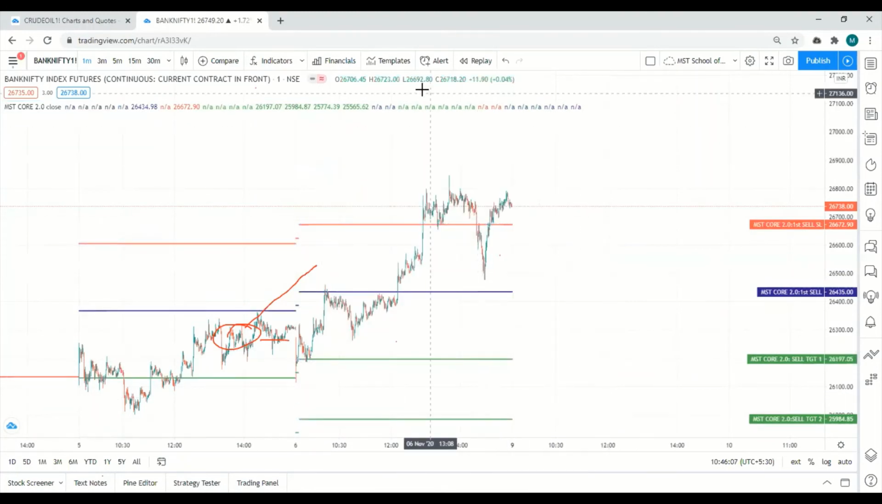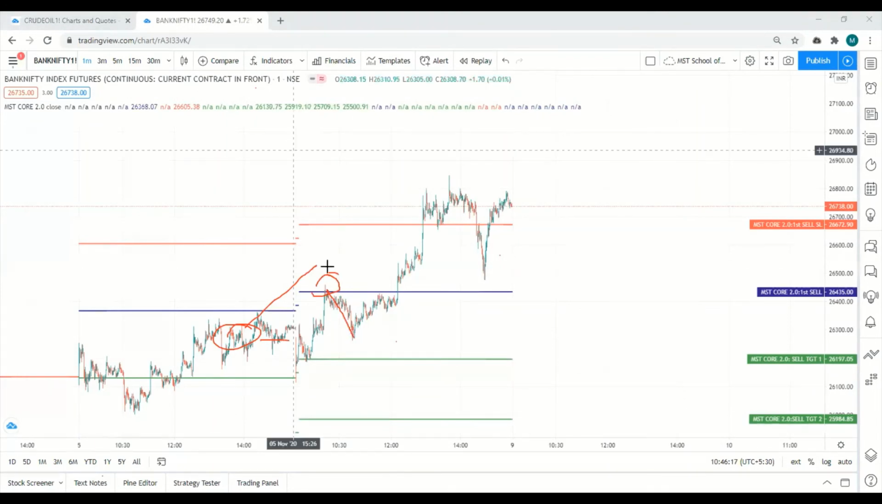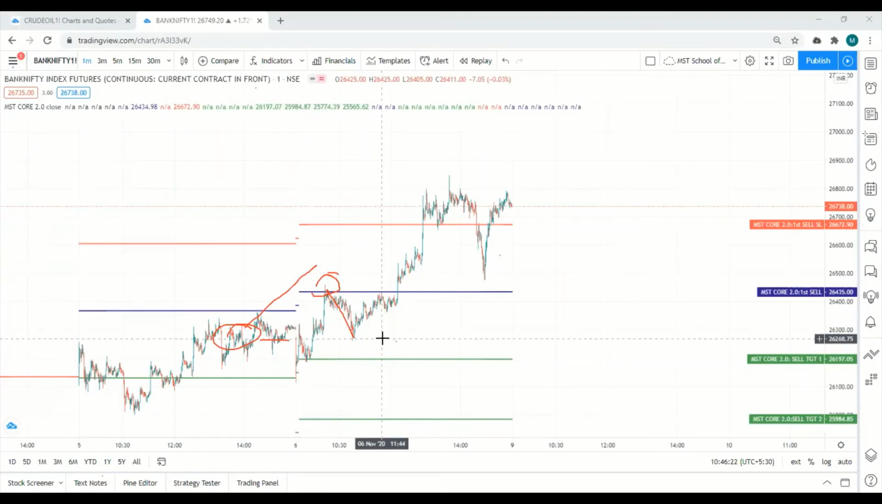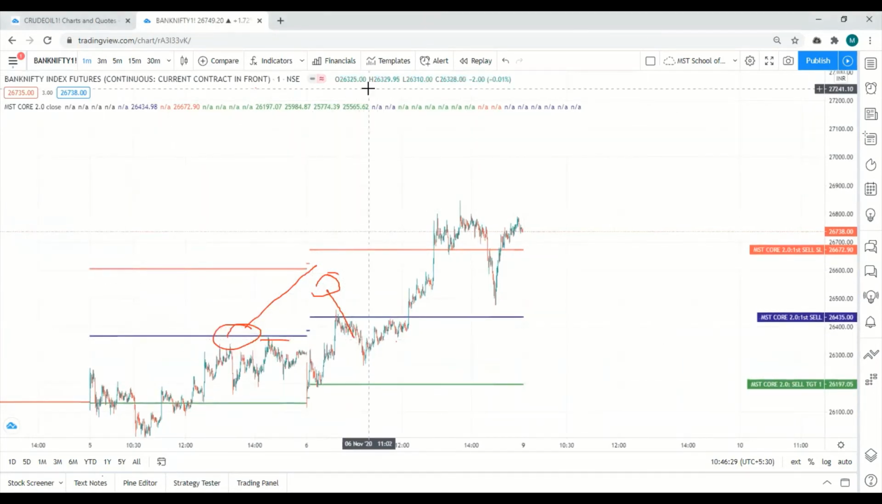On the sell side, sell activated exactly here. It has given this much profit from 24,435 to this level. What is the low? 24,265. Around 250 points it has given the profit. But after that it has reversed and SL hit.